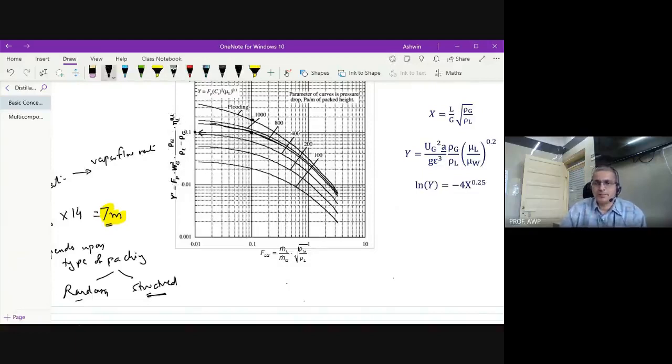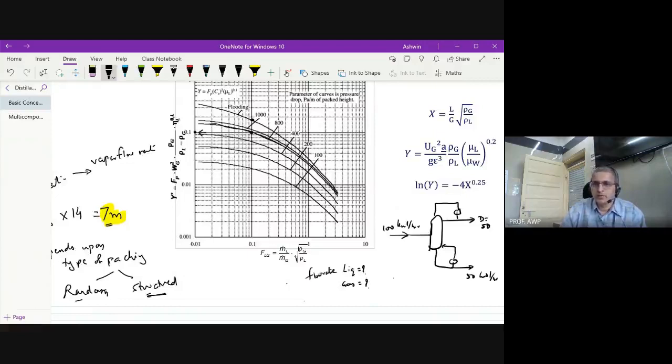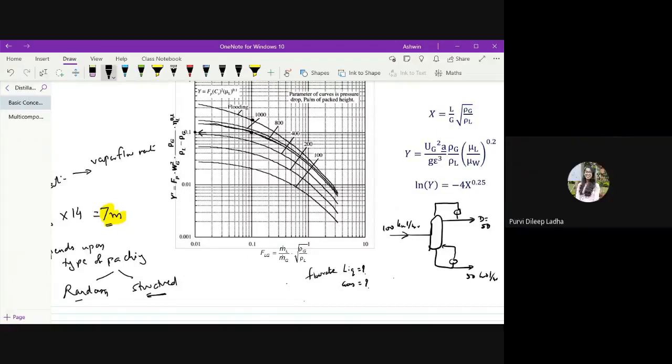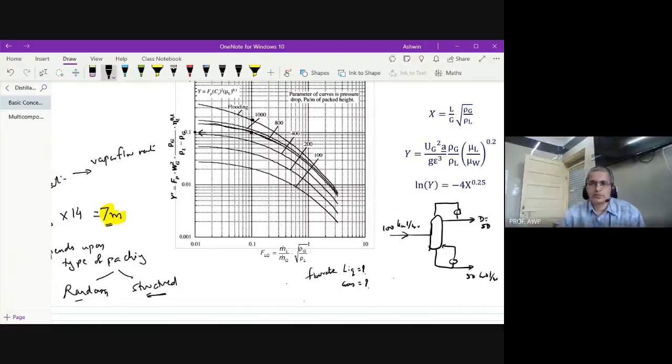Suppose I say this feed is 100 kilomoles per hour, distillate is 50 kilomoles per hour and bottom product is 50 kilomoles per hour. Can you tell me what is the liquid flow rate in the column and what is the gas flow rate in the column? Molar flow rates. Can we calculate? Yes or no? Yes, sir. You can calculate. Who else can calculate?